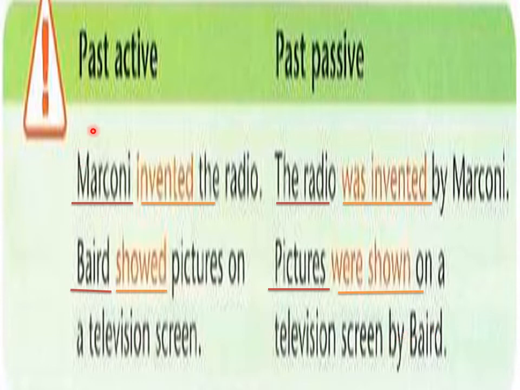So if I want to change the sentence from past active to past passive, I should put the object at the beginning of the sentence. Then I will use the structure of the passive voice, which is the verb to be plus the past participle of the verb. Thank you so much.